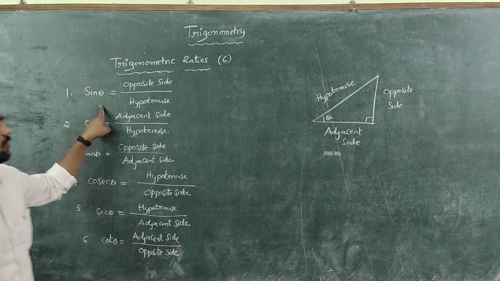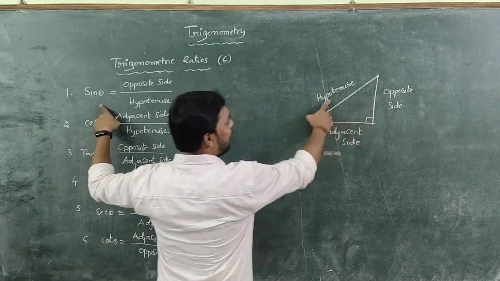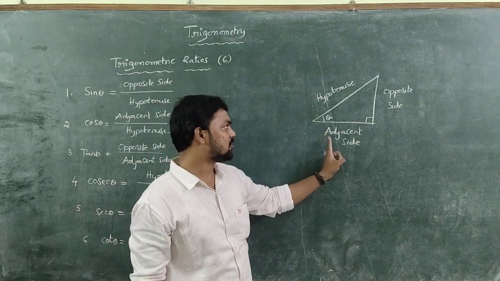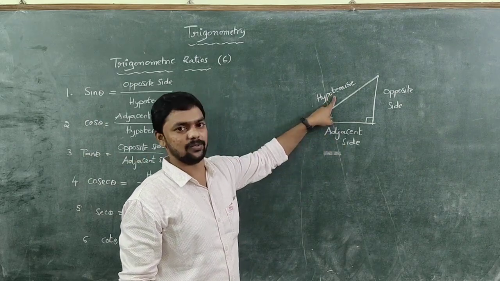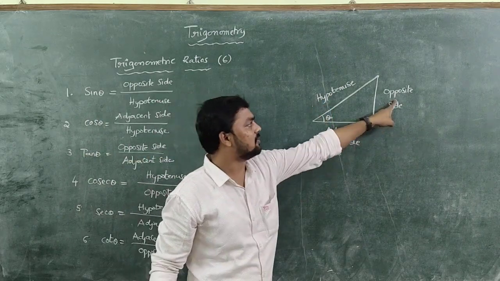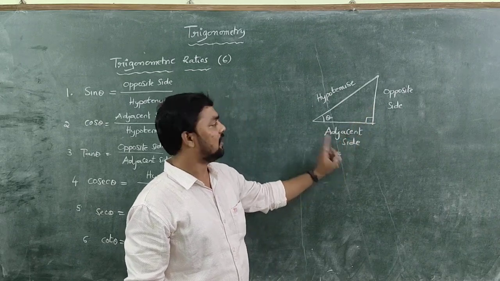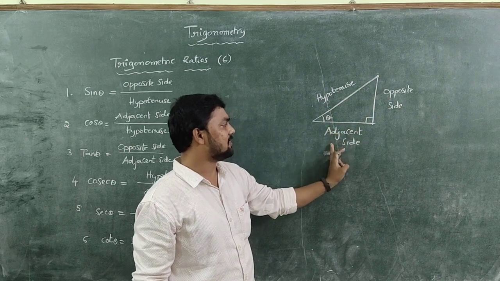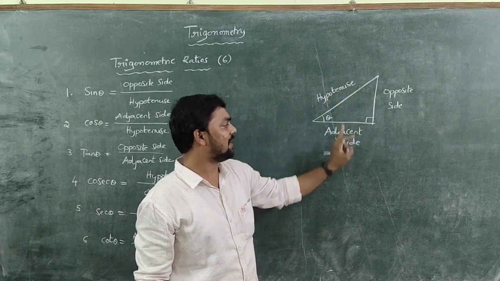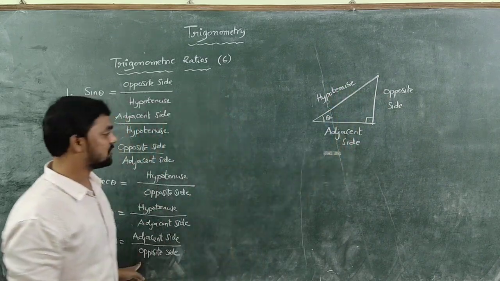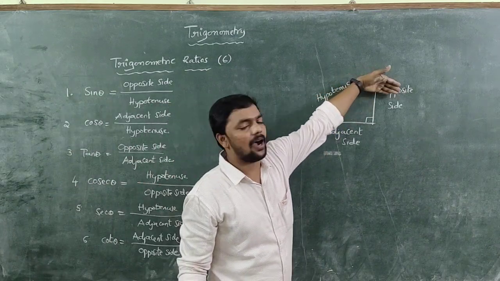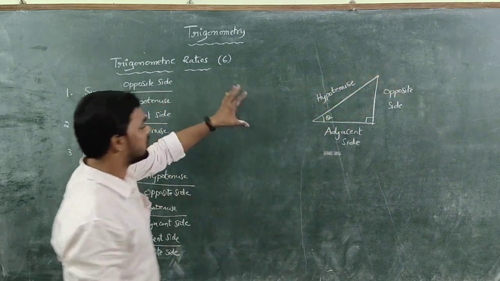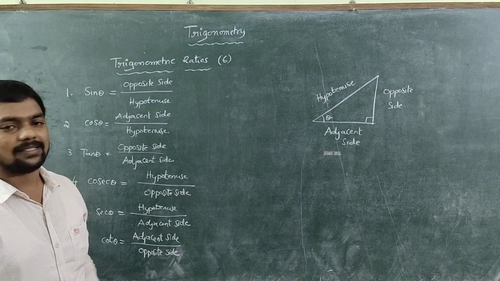So sin theta is equals to opposite side by hypotenuse. Cos theta is equals to adjacent side by hypotenuse. Tan theta is equals to opposite side by adjacent side. Cosec theta is equals to hypotenuse by opposite side. Sec theta is equals to hypotenuse by adjacent side. Cot theta is equals to adjacent side by opposite side. So this is the relation between angle and sides.